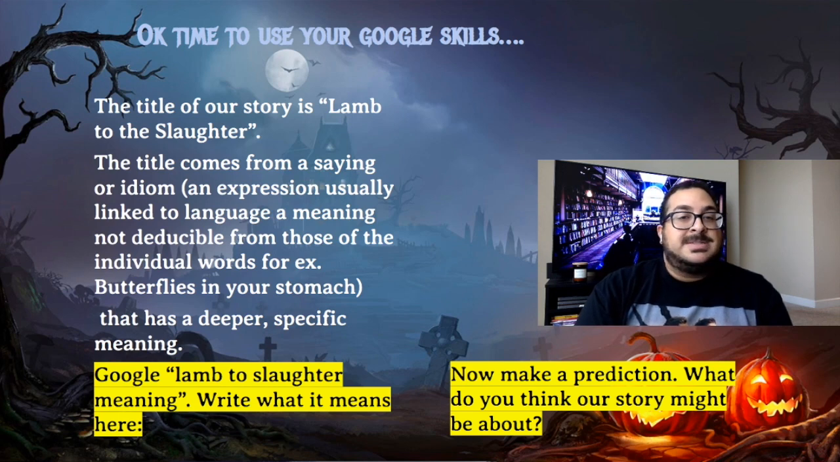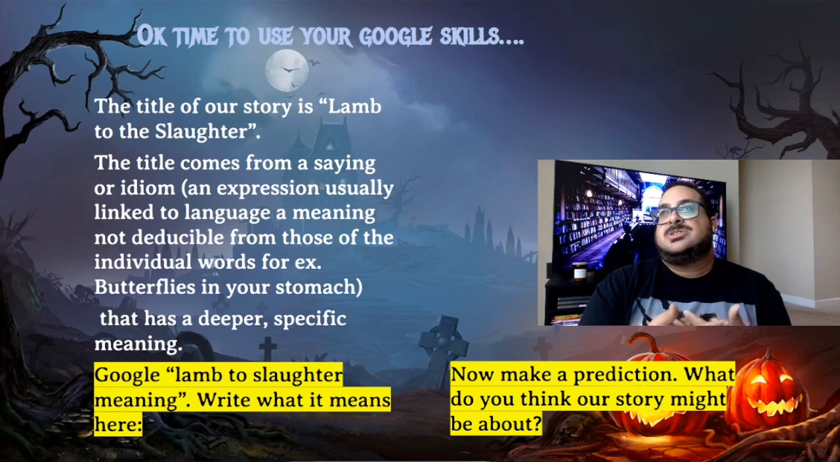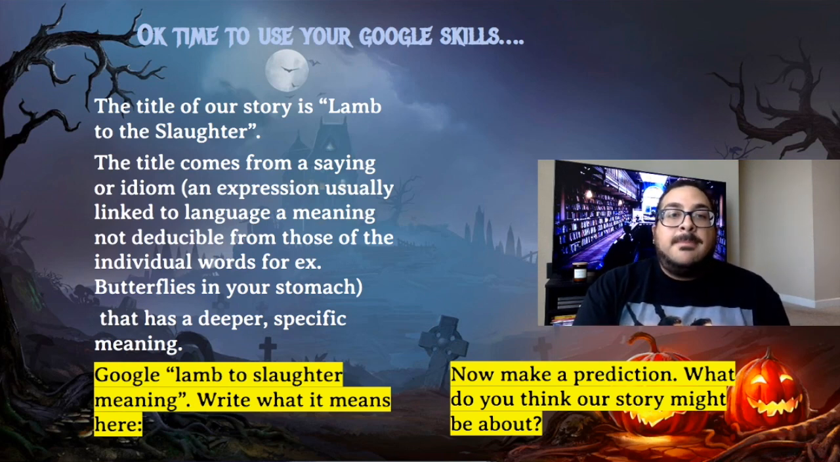So, for example, butterflies in your stomach. When you say that you have butterflies in your stomach, it usually means in English that you are nervous. However, maybe in another language or another culture, saying that you have butterflies in your stomach might not translate to the same thing because they might think you have actual butterflies in your stomach, and you're like, no, that's just a saying. That's what an idiom is. So the title of the story is an idiom that has a deeper, more specific meaning.